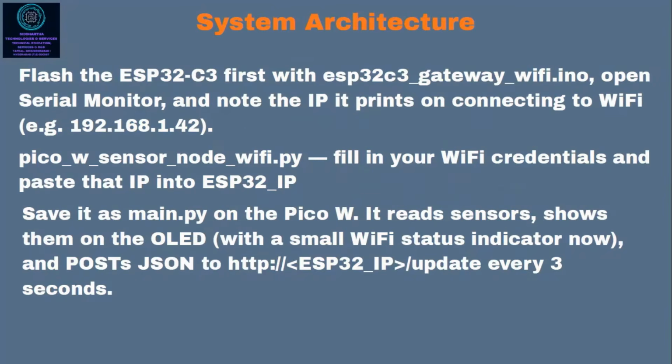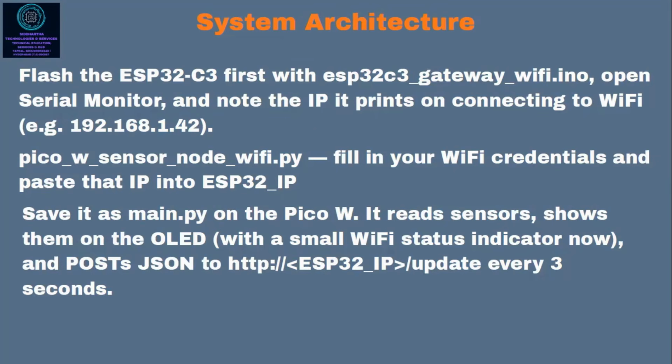Now the system architecture, how it is working, and what things are to be remembered. First, you have to flash the ESP32-C3 with the ESP32 gateway, that is the Wi-Fi gateway system. After loading it, check the serial monitor and note the IP address. An example is given. You have to copy that IP address.